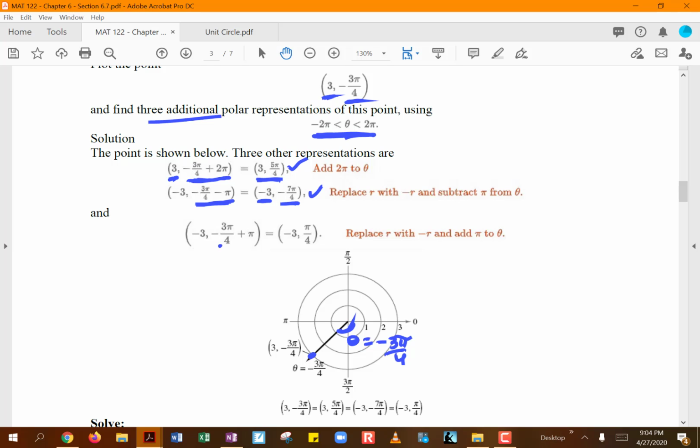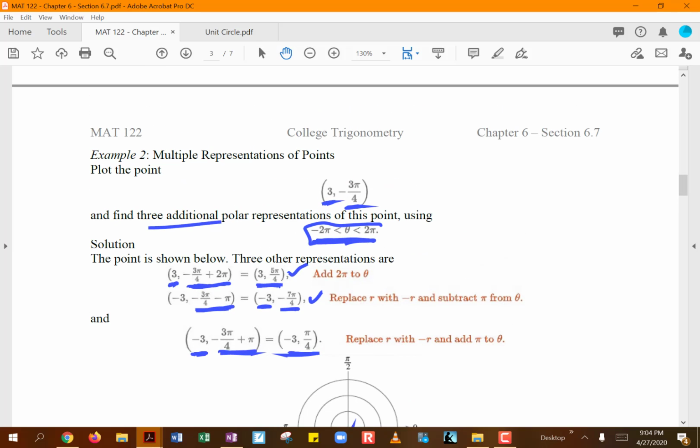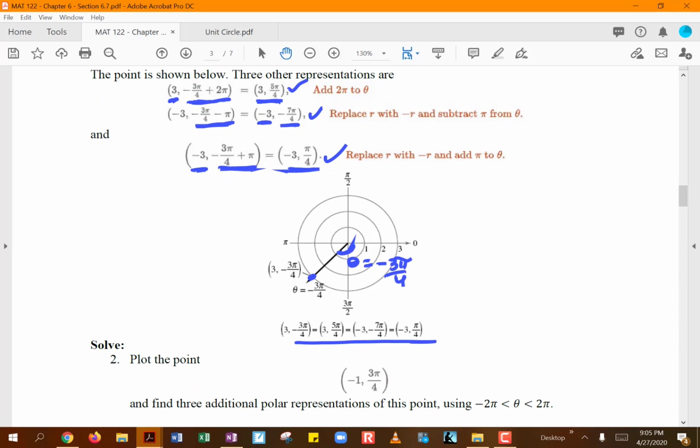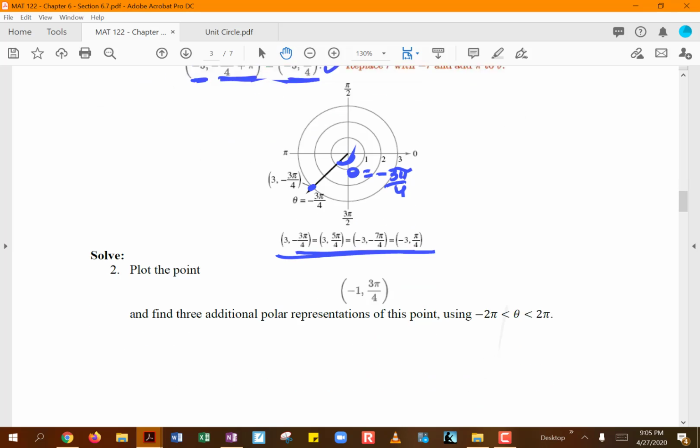Or instead of subtracting pi, you can add pi to your angle, keep that negative on the r value, and you end up getting negative 3 pi over 4, which is of course again going to stay within this range of our theta. So that is also okay to use, and all of these end up at the same point as you are seeing in the graphical representation over here. Okay, so just a different way of writing the same point, either by using multiples of 2 pi on our angle, or negating the r value, the first coordinate, and then adding or subtracting multiples of pi from it.